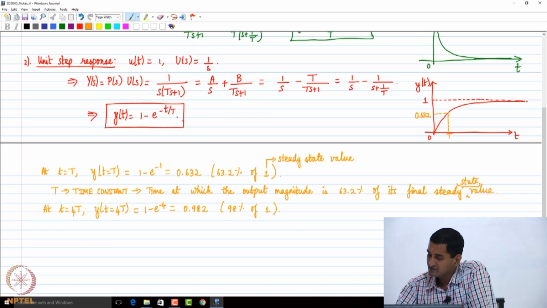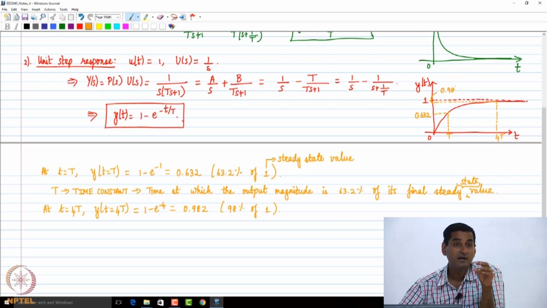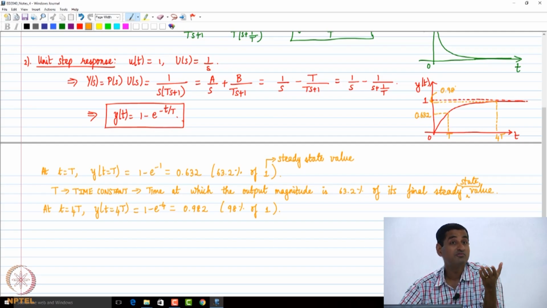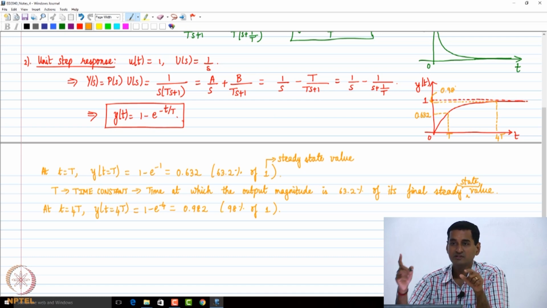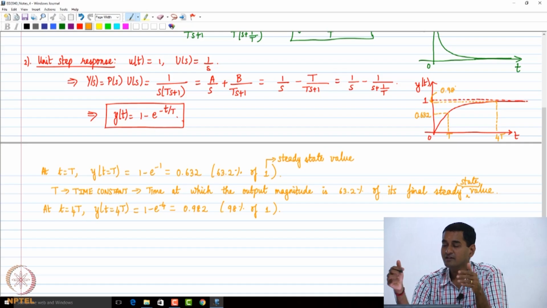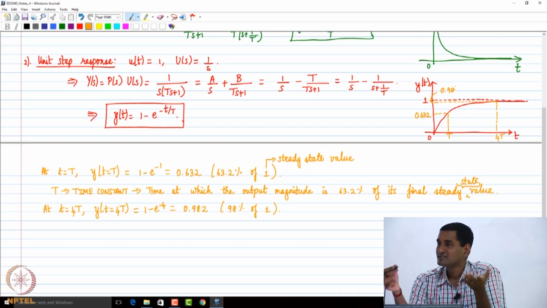So what happens is then, as I go to a time which is 4 times capital T, the output value becomes almost 0.98, which is essentially 98% of the final value, right? And why is this important? Because if I want to evaluate how fast the system is, right? So let's say there are 60 of us in this class. We design 60 first order systems. All of us know that if we design stable first order systems, the output will go to the final value as t tends to infinity, right? But I need a finite number to compare 60 designs, right?